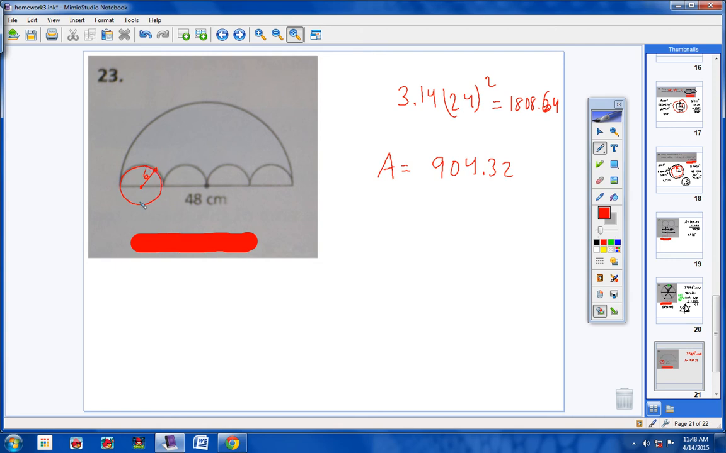How do you find the area of this entire circle? Well, it's going to be, let's see, 1 half pi r squared. So 3.14 times 36 gives me 113.04. Now divide that by 2 because you only want the area of half a circle. So divide that by 2.